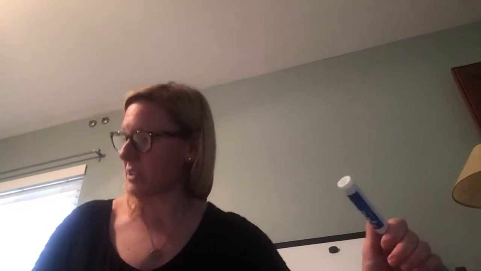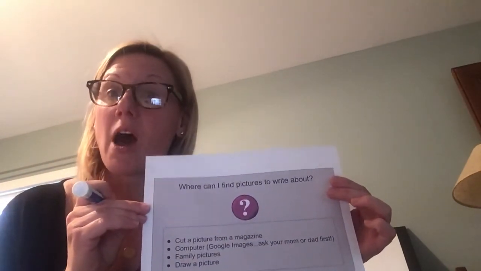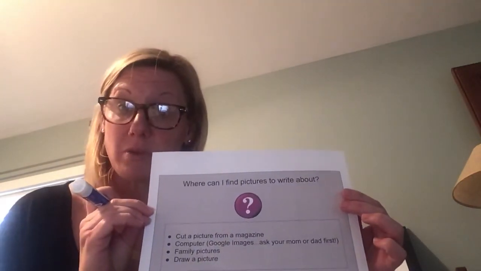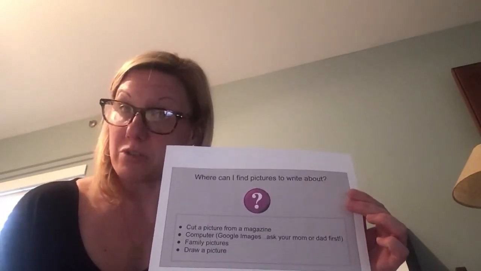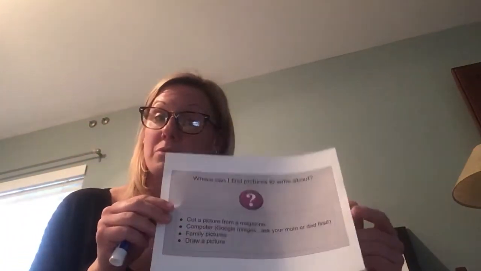So today we're going to do a mini lesson just like we would in class, and we're going to talk about writing about an event that happened. So when you're choosing your topic, there's different ways that you can find a picture. You can draw a picture of your own. You can cut a picture from a magazine. You can also get one off of Google Images on the computer. But make sure you ask a family member, mom or dad, to help you, and if it's okay to do that. You can also use family pictures.